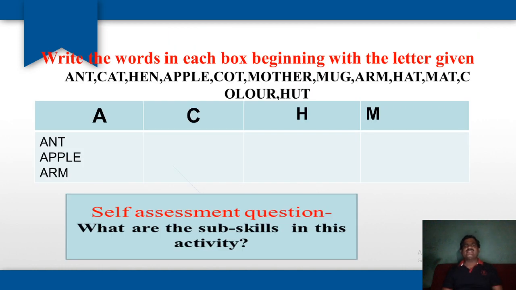Another thing here: some words are given, and the words begin with some alphabets. One example is given: A for ant, A for apple, A for arm. They have to choose the words which begin with C and write them down, and also write the words which begin with H and M. If such a type of activity is performed among our learners, what subskills are involved? Yes, you tell, my dear students.